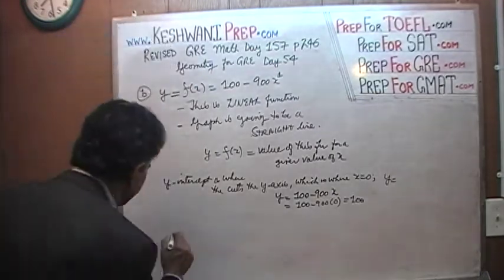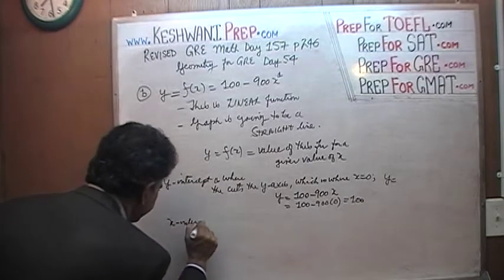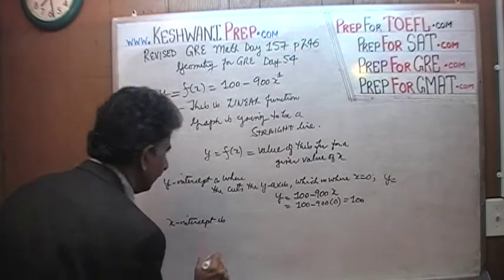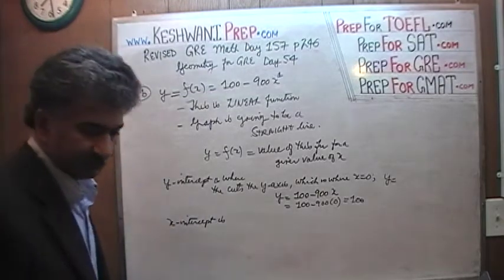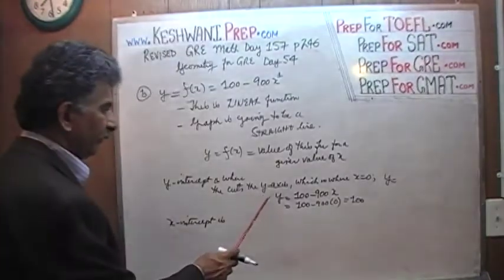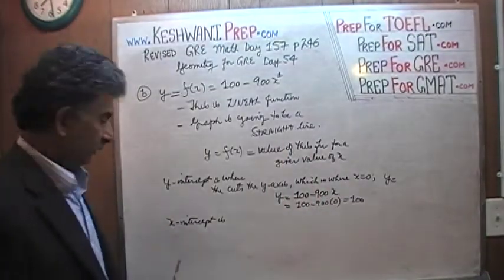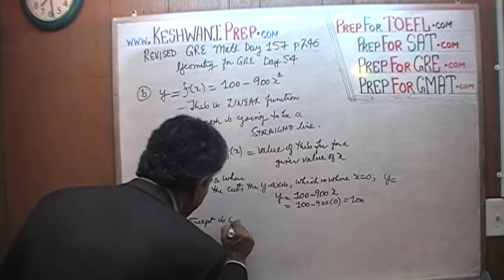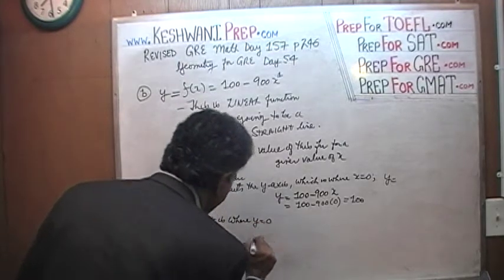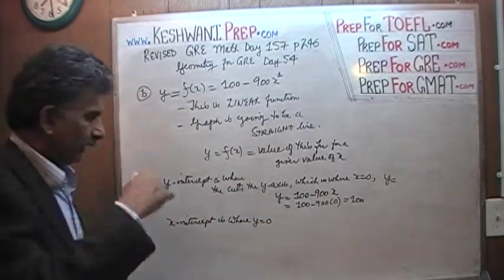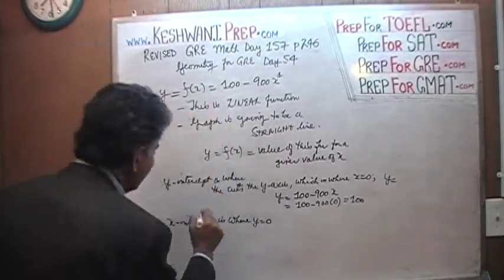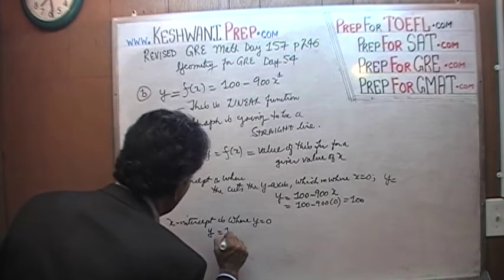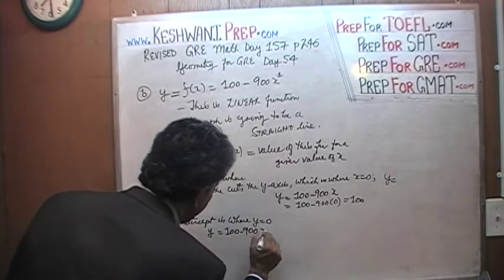Let's find out its x-intercept. The x-intercept is where it cuts the x-axis, and that's where y is equal to 0. Because if it cuts the x-axis, there is no y, there is no height. So we plug in. Here's our equation, y equals 100 minus 900x. Let's do it at the top. There's no reason why we should do it so low.